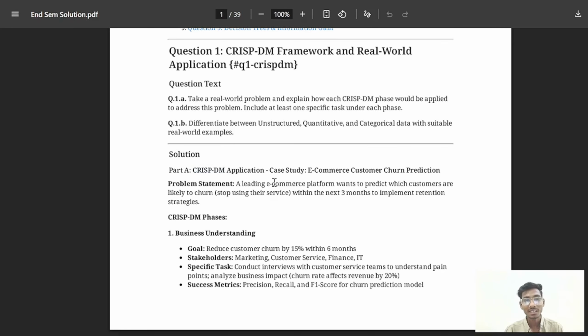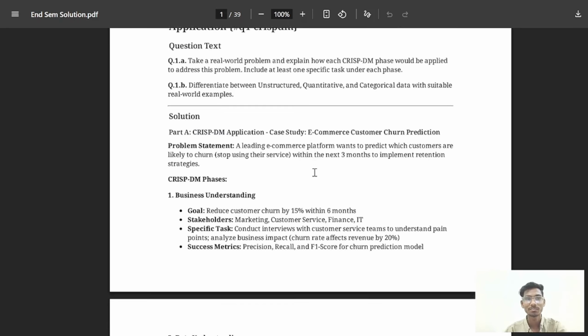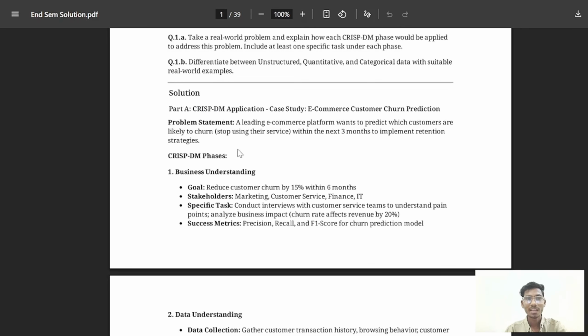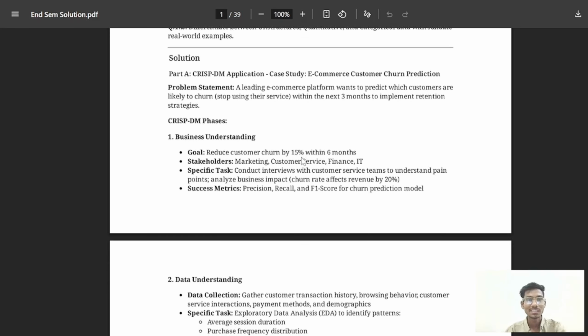CRISP-DM. Let's take a case study of e-commerce customer churn prediction. The problem statement is: a leading e-commerce platform wants to predict which customers are likely to churn, stop using their service within the next 3 months, to implement retention strategies. So CRISP-DM has 6 phases.